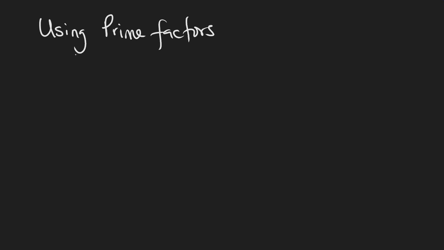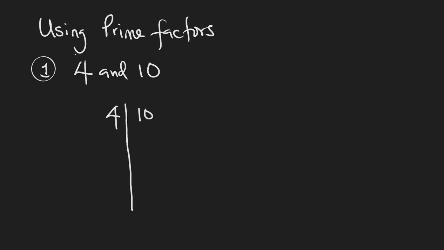All right, now using prime factors, let's see how we can find the lowest common multiple of some numbers. The first one is 4 and 10. So how are we going to do it? Just write 4, draw a line, write 10, draw a line. So our prime factors will go into this column. Anything here will be the prime factors. So let's write down the prime factors aside and see.